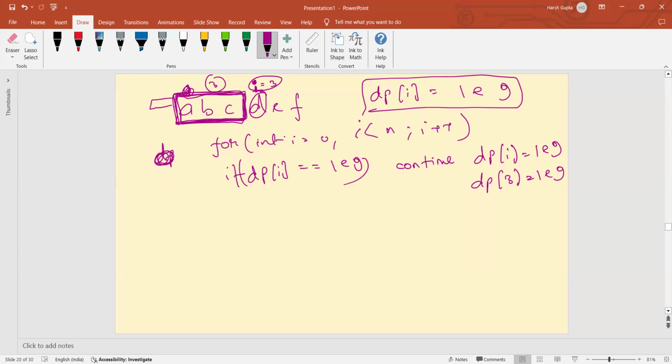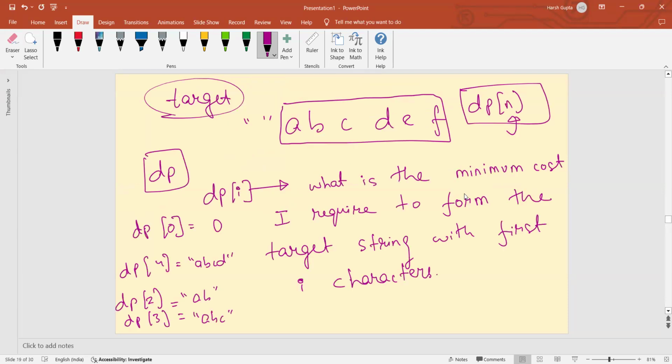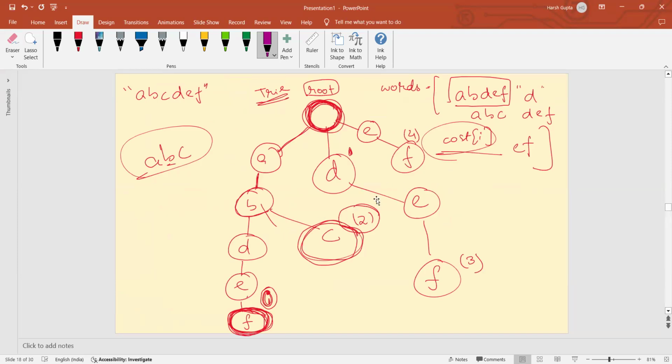If this is not the case, if let's suppose we already have ABC with us, and DP of i is some positive value less than 1e9, then I would simply start constructing my string from D. So what I would do is, first of all, take D. Now, what's the beauty of the trie? The beauty of the trie is that it tells me whether there is a word ending at that particular point or not.